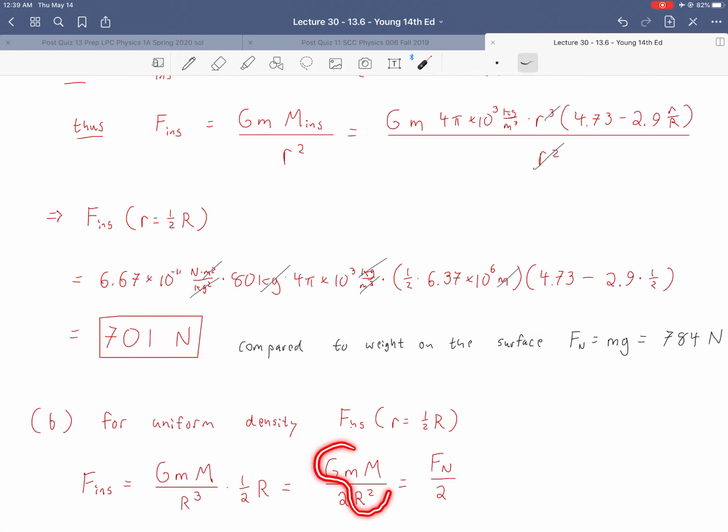Because this whole business right here, Gm times big M over R squared, that's exactly Fn. Okay? It has to be because we know that this is equal to Ma, okay? And a is equal to g. So it's just equal to mg. Well, we know that mg is by definition Fn, right? And the only difference is we just have a 2 in the denominator. All right, beautiful. So it would just be 784 divided by 2. Well, that's 392.